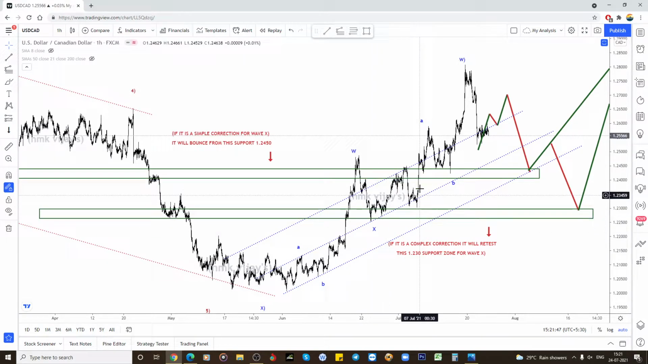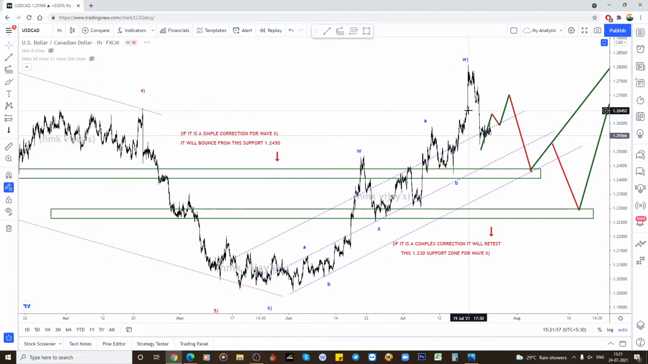So 1, 2, 3, 4, 5 is a. This is a B. 1, 2, 3, 4, 5, and the fifth wave got extended here. So this is the end of one impulsive wave in a 3-way. It could be a 3-way structure also. So as per this 1, 2. So this could be make it as a 3 or 4 or 5, whatever.